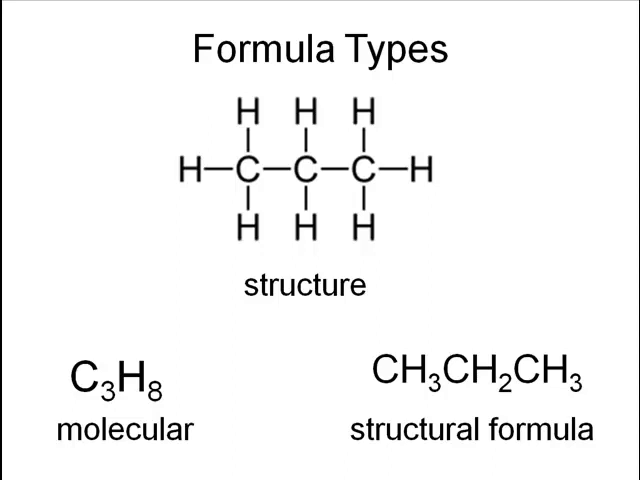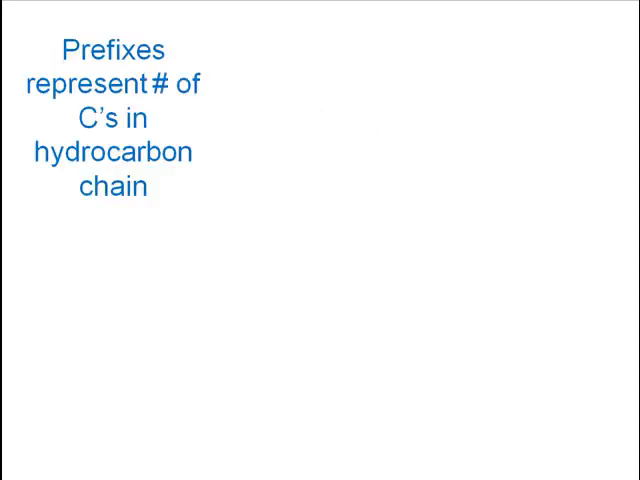So usually the best thing to have is the structure drawn out, but the structural formula can help if you just have that and not the whole structure. The prefixes represent the number of carbons in a hydrocarbon chain. So if you have one carbon, the prefix for one is, take a guess?